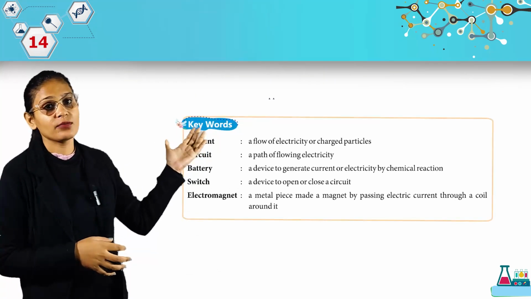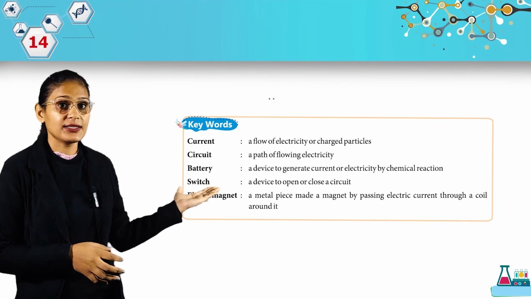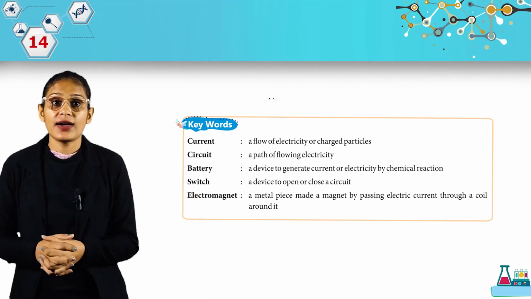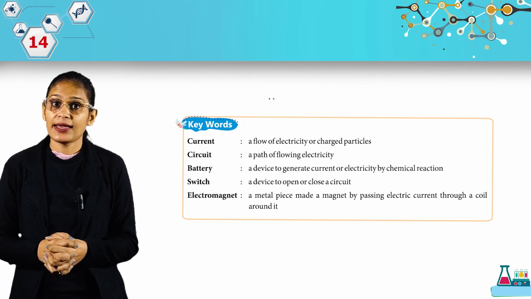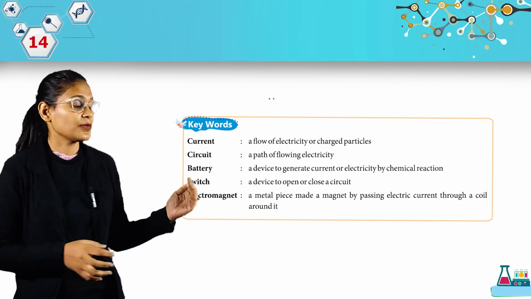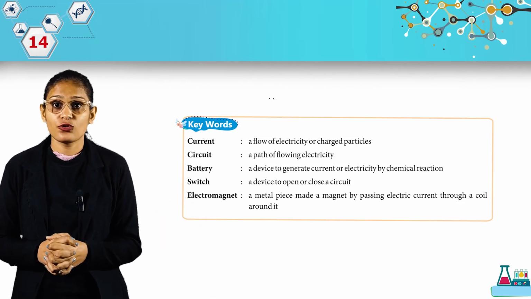Now students, we have some keywords. Current: a flow of electricity or charged particles. Circuit: a path of flowing electricity. Battery: a device to generate current or electricity by chemical reaction. Switch: a device to open or close a circuit. Electromagnet: a metal piece made into a magnet by passing electric current through a coil around it.